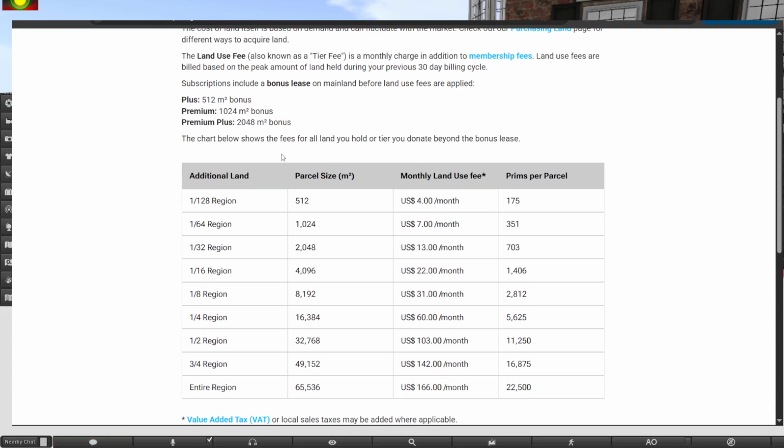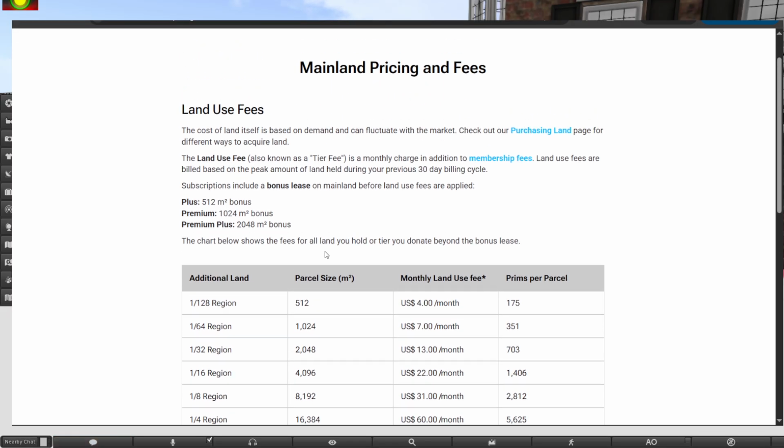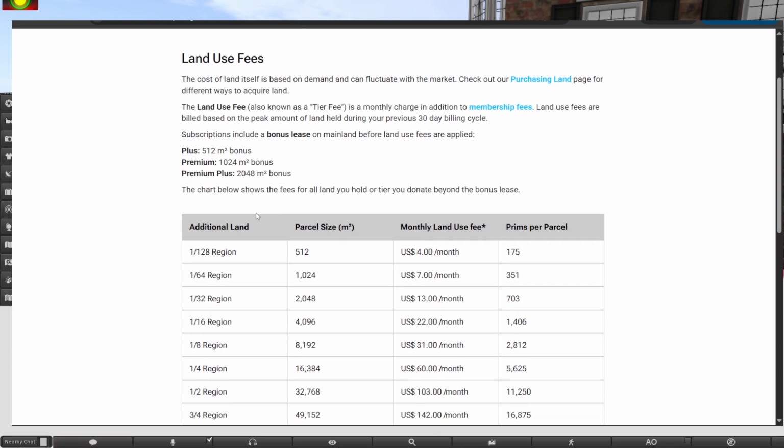Now here's the thing. You automatically can get the 512, 1024, and 2048 if you are a member, depending on Plus, Premium, or Premium Plus. The caveat to that is if you decide to get a Linden home, then it's going to take up your bonus lease, because they put the Linden homes on these parcels. So let's go to Linden Homes.